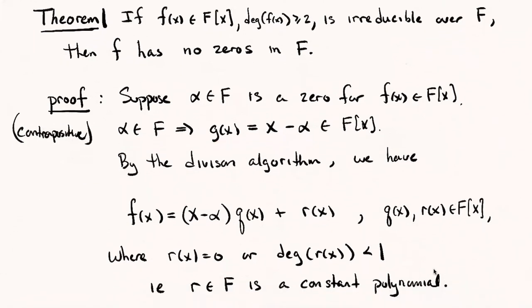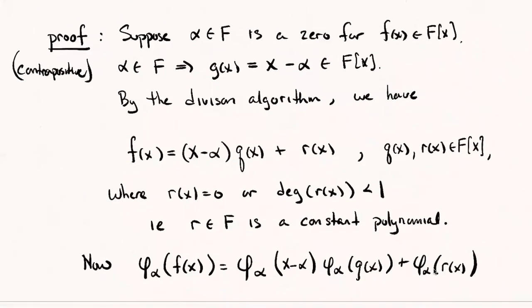So then we break out the division algorithm. Divide f by x minus alpha. You get a quotient and you get a remainder, okay? And that remainder, the division algorithm says, is either 0 or its degree is less than the degree of what we divided by. The degree of what we divided by is 1. So in either case, this remainder is a constant polynomial. It's either the 0 polynomial or its degree is 0. So it's a constant polynomial. It's an element of the field F, which we just identify with the constant polynomials.